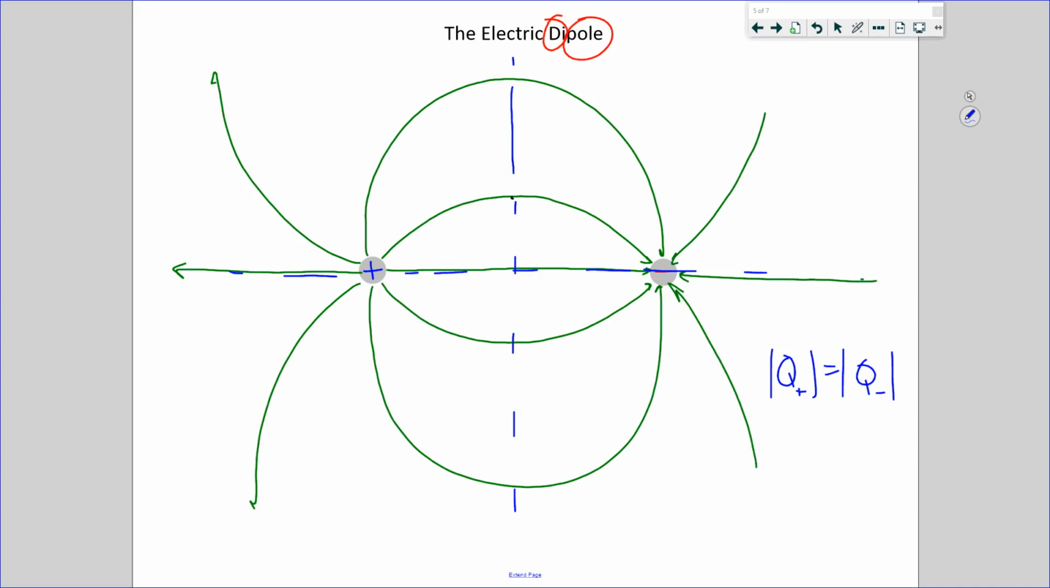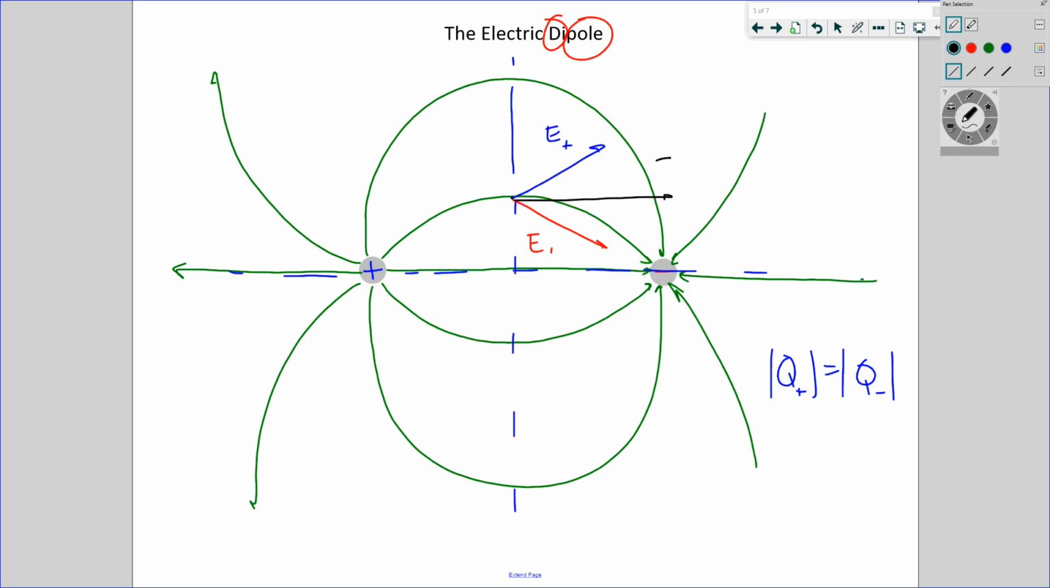All right, if we look at the place in space we've located, there's a field made by the positive charge that looks like that. There's a field made by the negative charge that looks like that. Those fields are equal in magnitude. They have symmetry in that their vertical up and down components add to nothing, and their two left and right components add up, and thus here is the net electric field at that location.